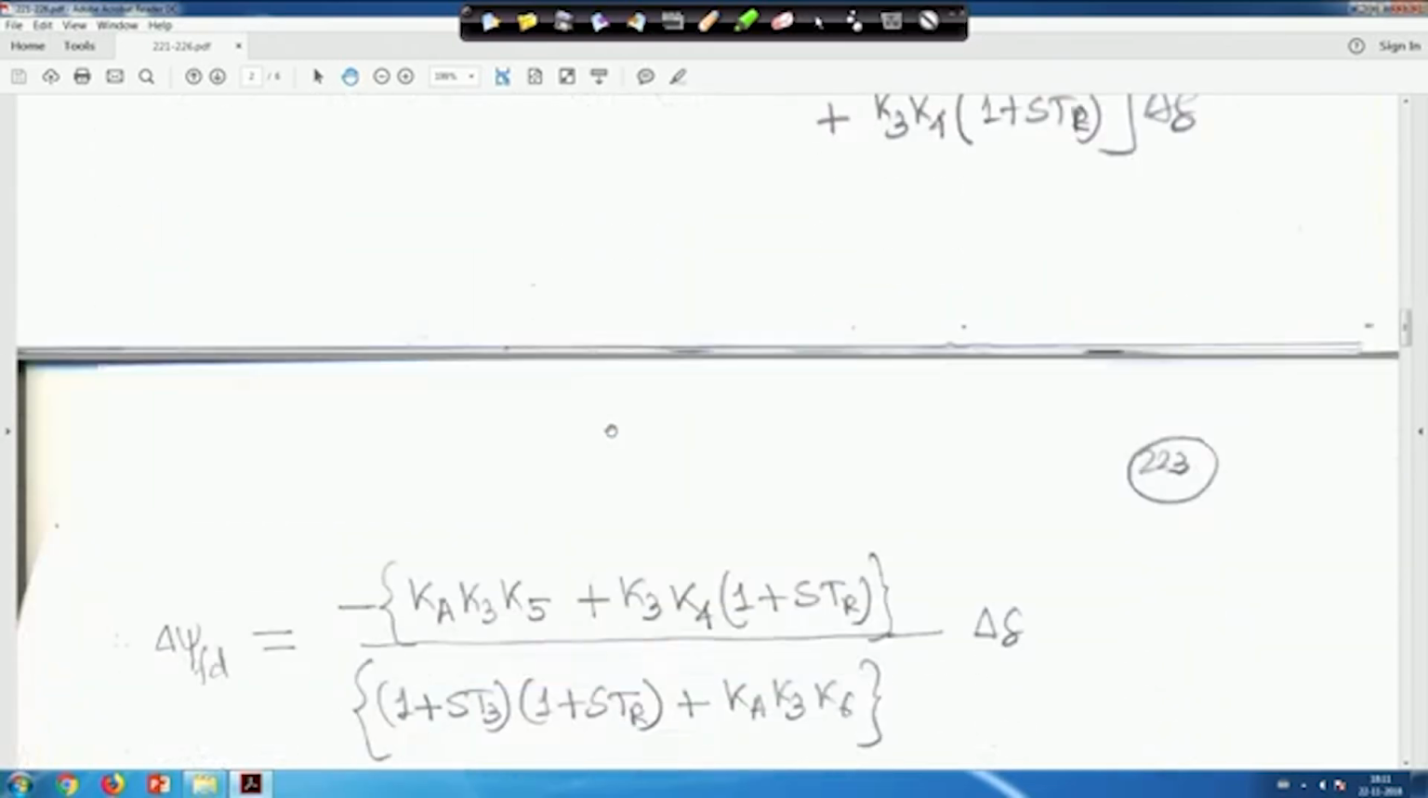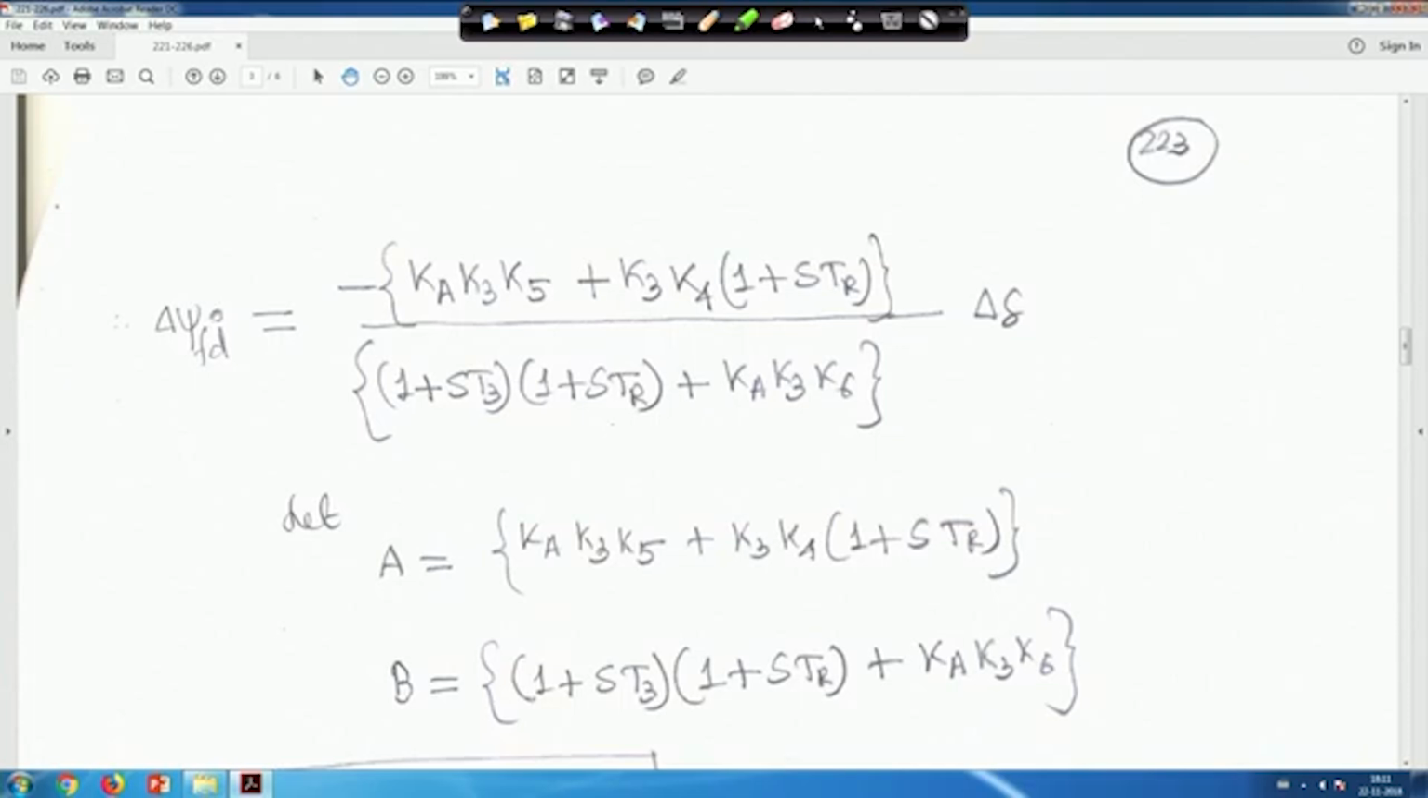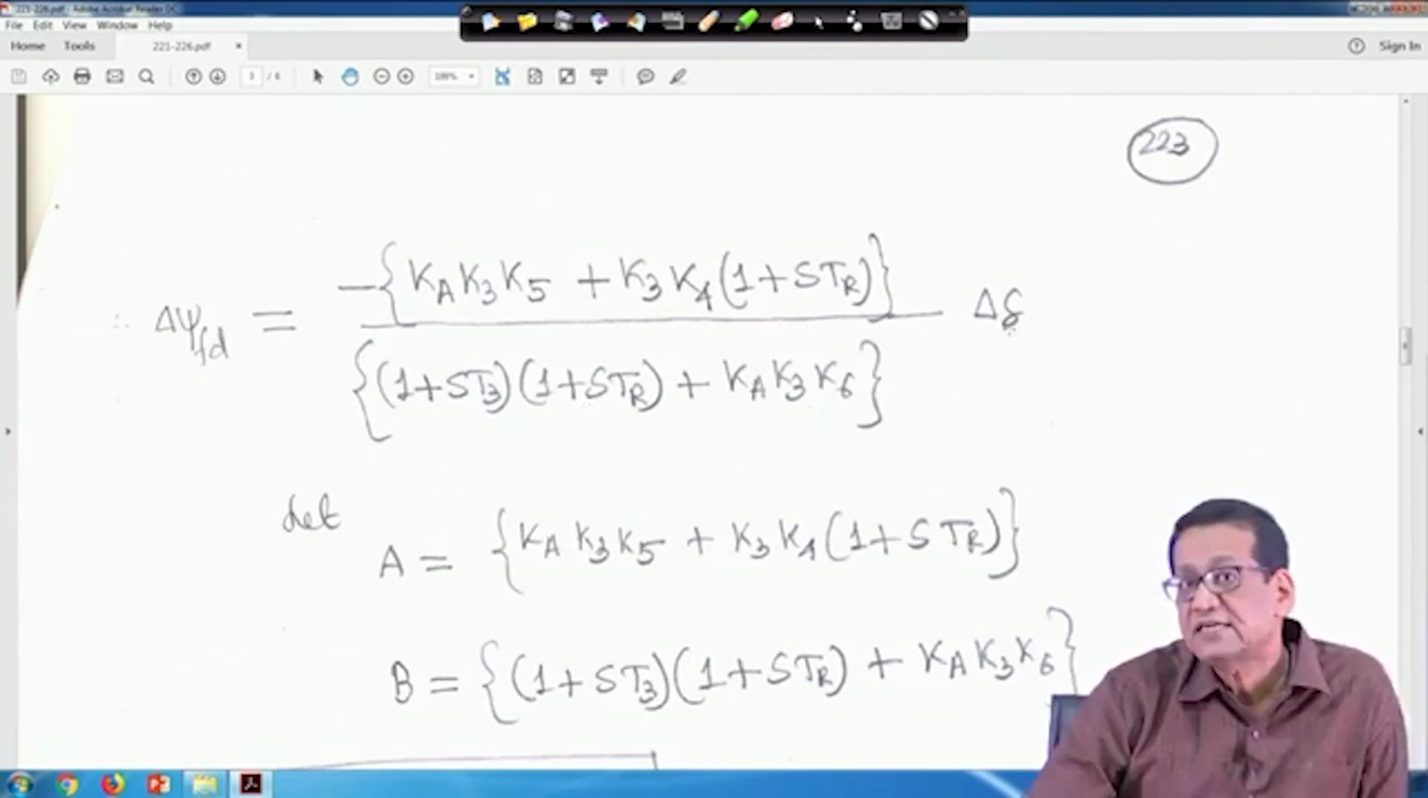Now, therefore, delta psi f d we can write as minus k a k 3 k 5 in brackets plus k 3 k 4 into 1 plus S T r, bracket close, divided by 1 plus S T 3 into 1 plus S T r plus k a k 3 k 6, into delta.